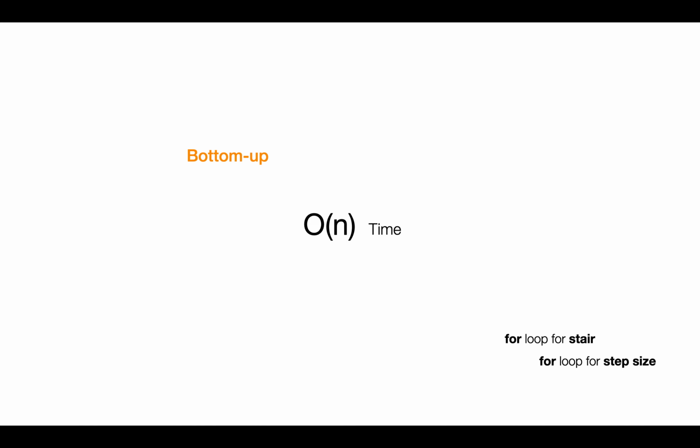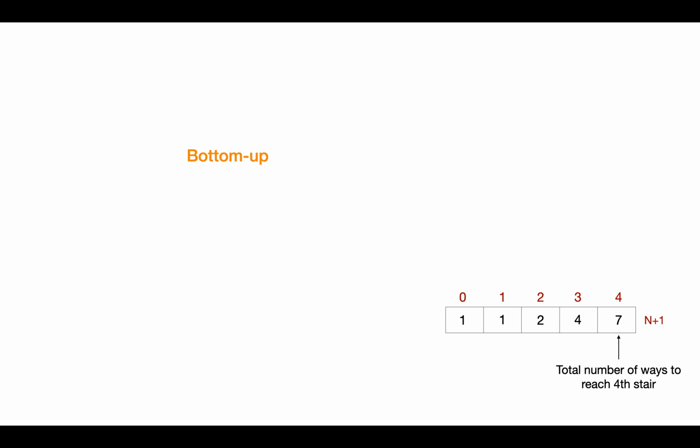Now space complexity for bottom up. Space consumed is order of n as we have taken an array of size n to store the values at each step.